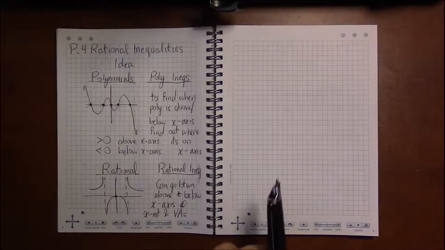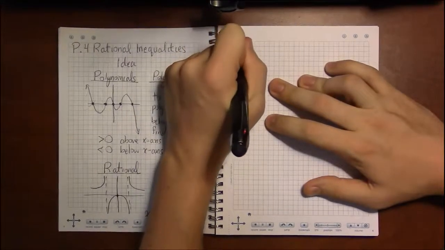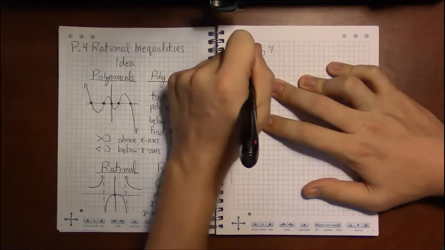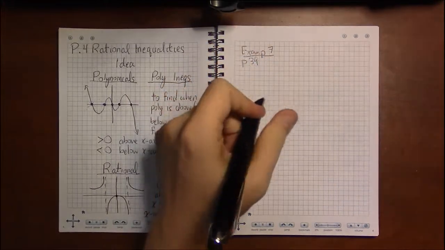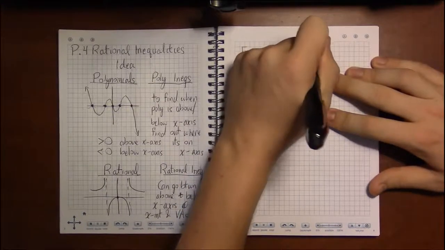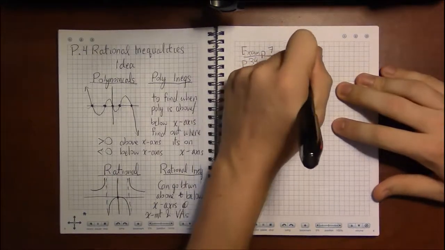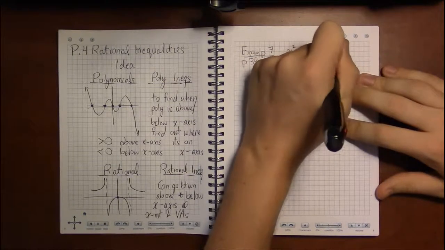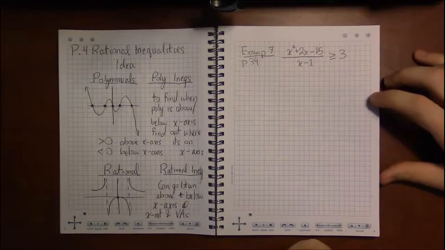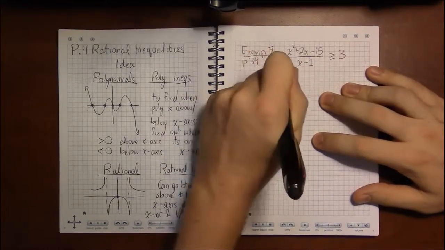I'm taking this from example 7 on page 39. And they're looking at the inequality x squared plus 2x minus 15 divided by x minus 1. We want to know when is that fraction greater than or equal to 3. So, our first step is going to be to get everything on one side.